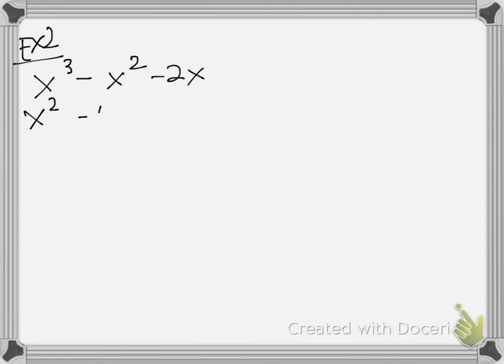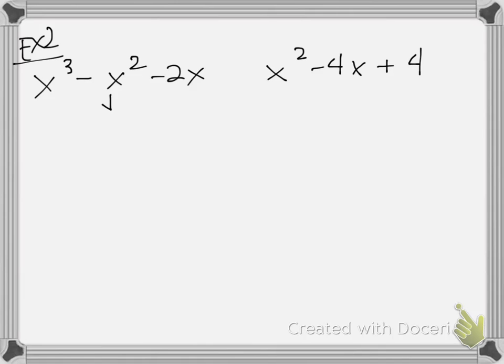LCD. I just said monomials, so now we're moving into polynomials. So what if I compare x cubed minus x squared minus 2x, and then x squared minus 4x plus 4. In fact, let me do it this way. You're going to have those same things, but I'm going to do it this way to make it a little easier for you to see. So x squared minus 4x plus 4.